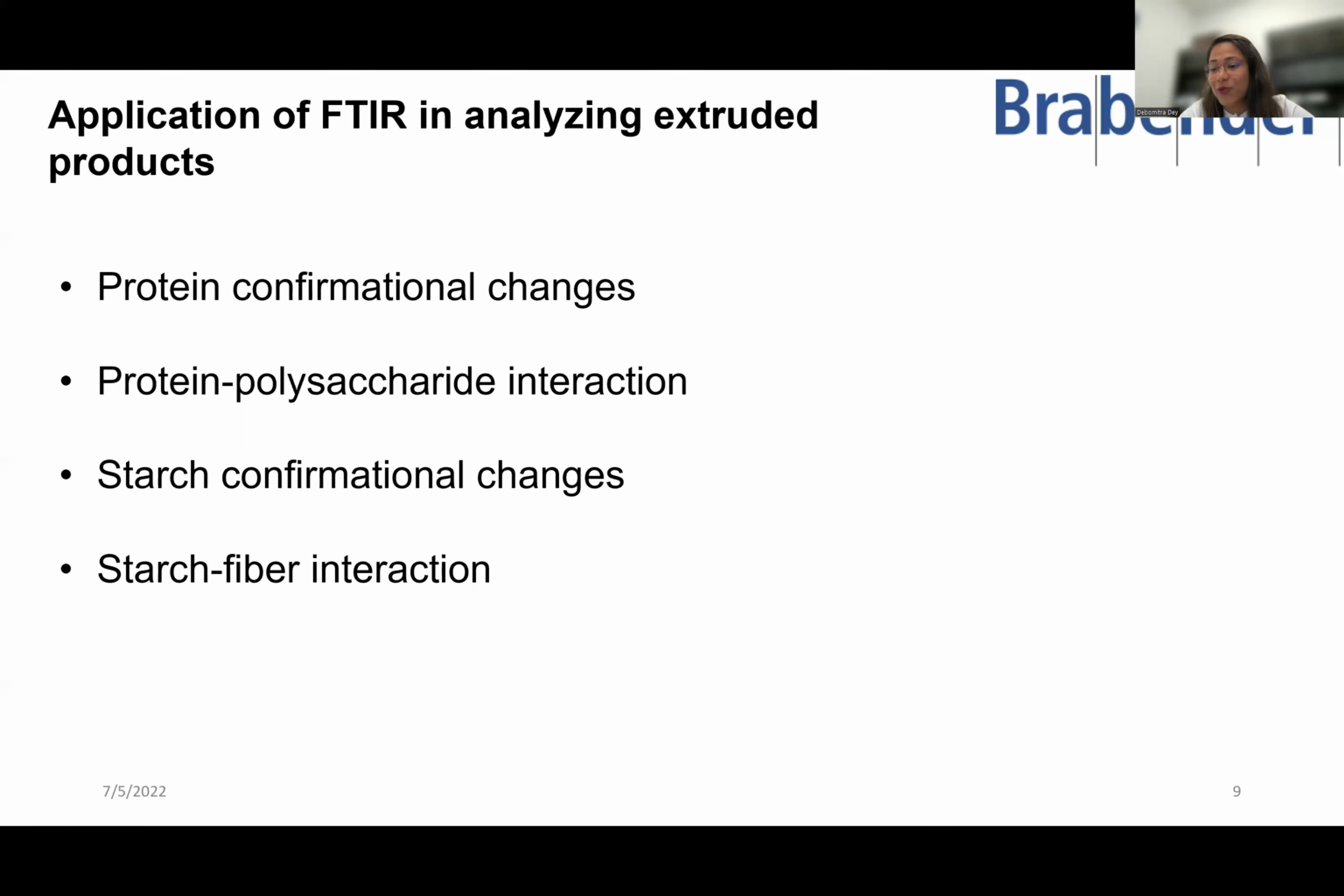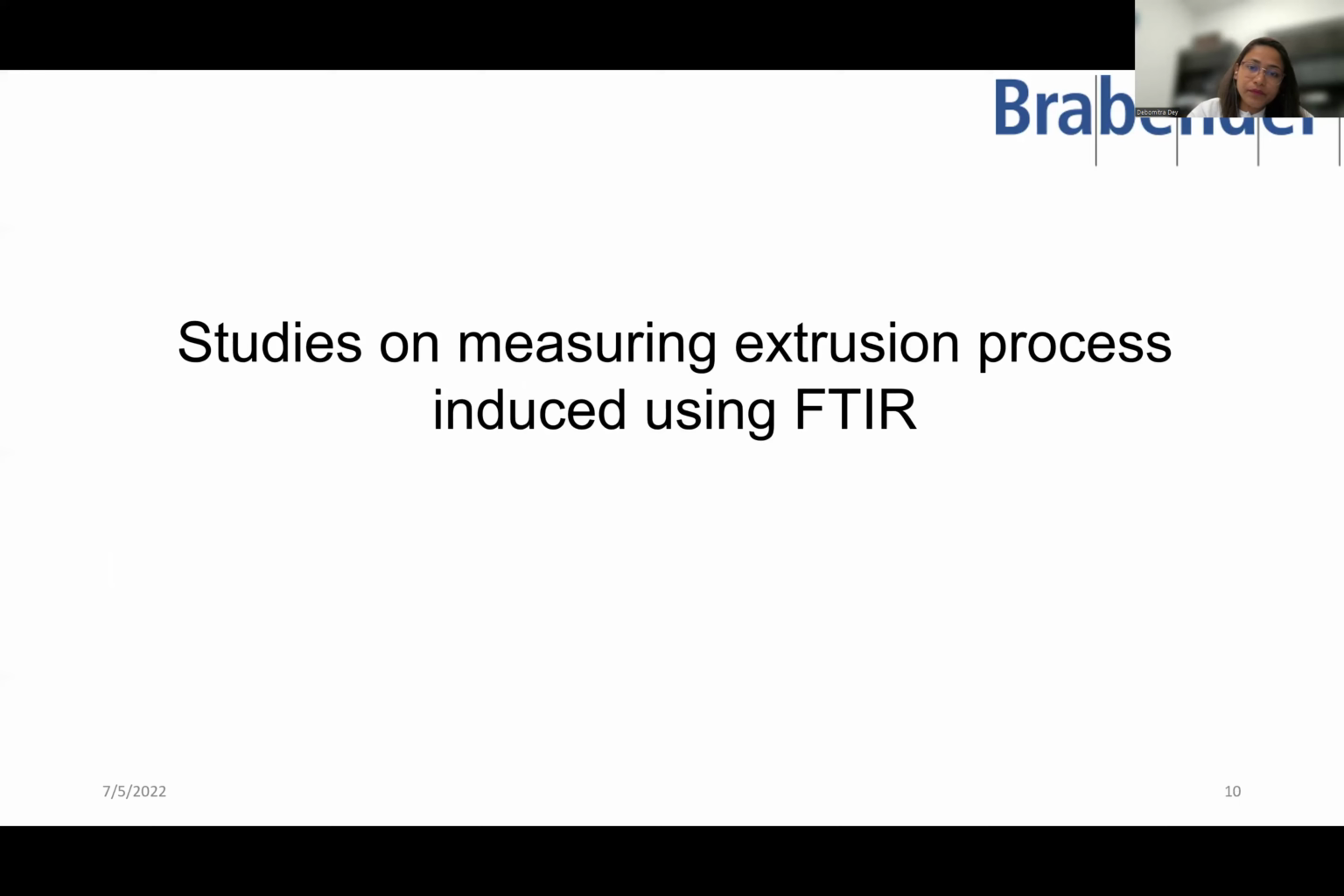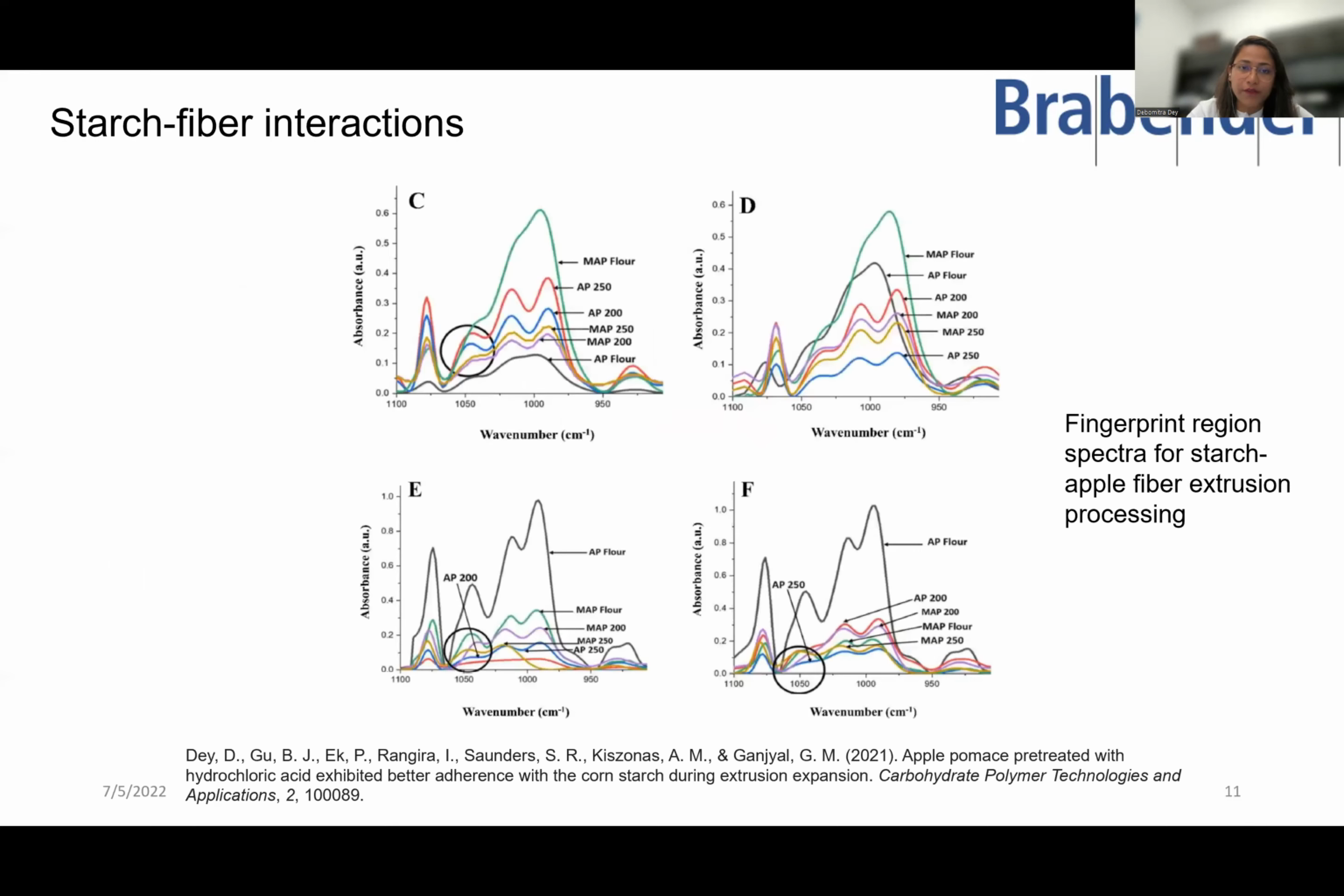But coming back to our focus on process-induced changes, I'll be talking about 3 studies specifically which talk about the process-induced changes, basically the difference between pre-extrusion and post-extrusion, what's happening, and how these authors try to correlate the textural properties to what could happen on a chemical scale during extrusion processing. So we'll be talking about the first study.